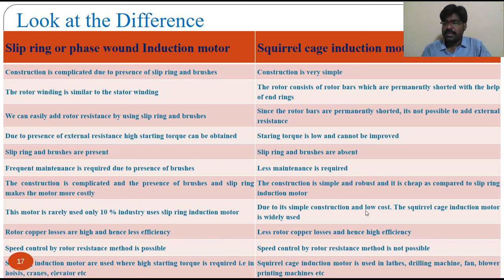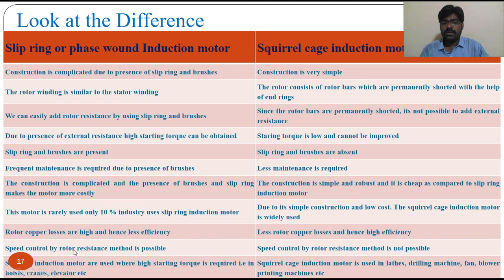Due to its simple construction and low cost, the squirrel cage induction motor is widely used. Cost wise it is very economical and its construction is very robust. This is one of the main reasons we use squirrel cage more than slip ring. Then rotor copper losses are high in the slip ring motor and hence efficiency is less. Losses in the slip ring induction motor are very high, which is why its efficiency is low. If losses increase, efficiency decreases, right?